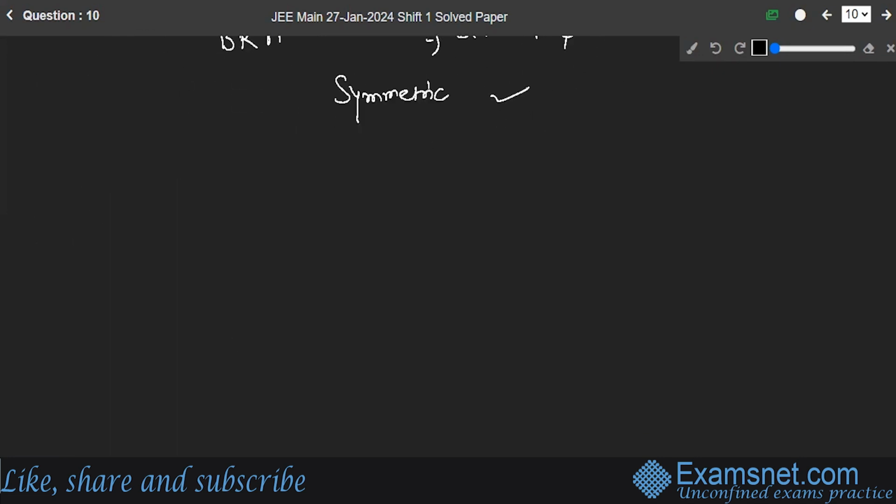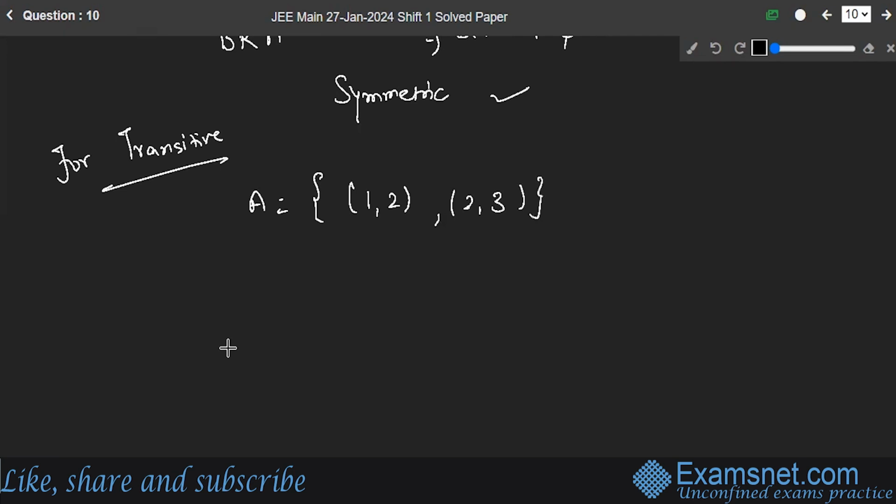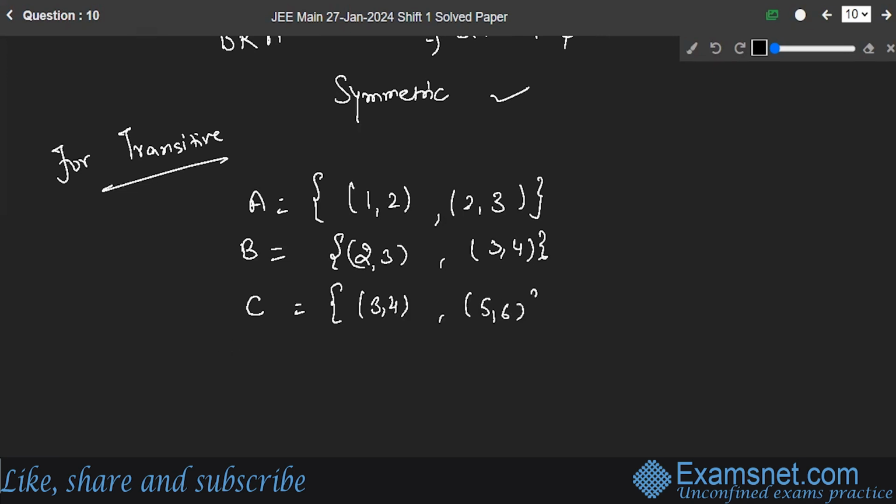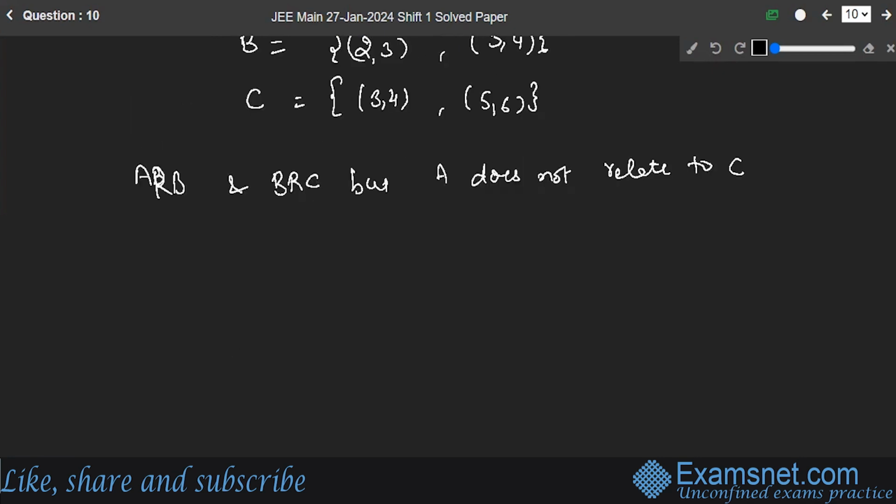Okay, now let's check for transitive. You have A as {1, 2}, {2, 3}, B will be {2, 3}, {3, 4}, and C will be {3, 4}, {5, 6}. Now, A R B and B R C, but A doesn't relate to C. So it's not transitive also.